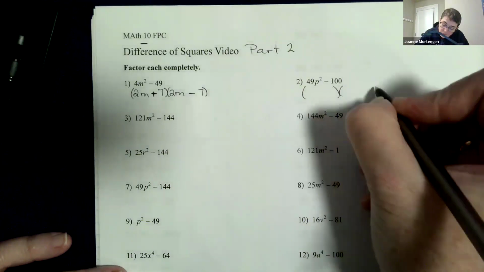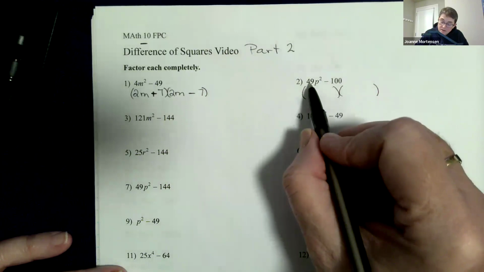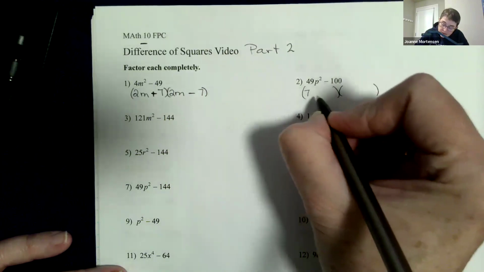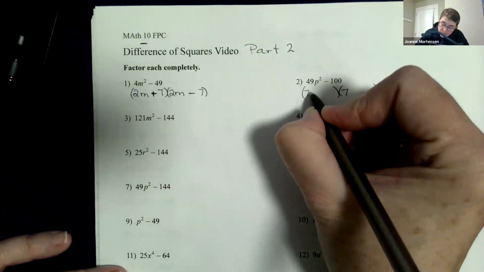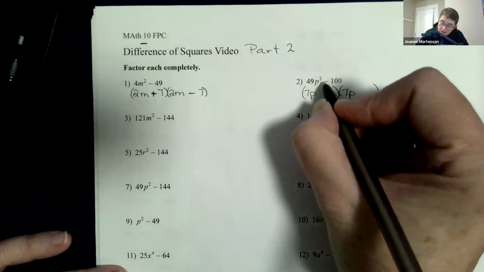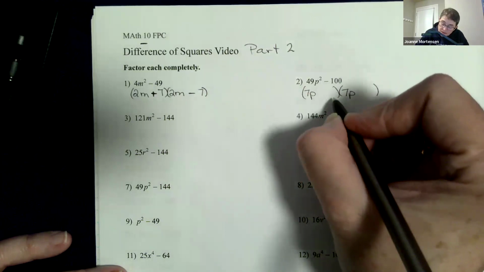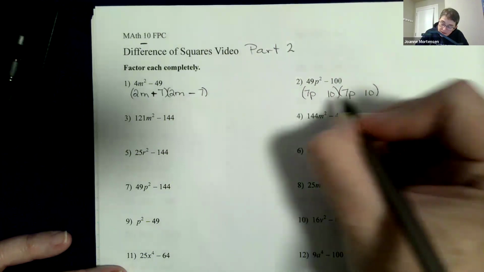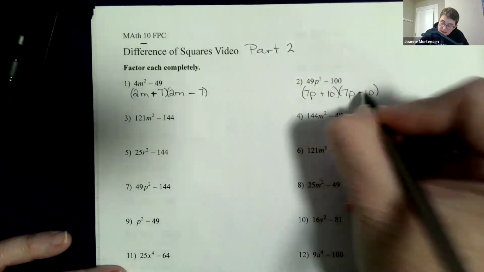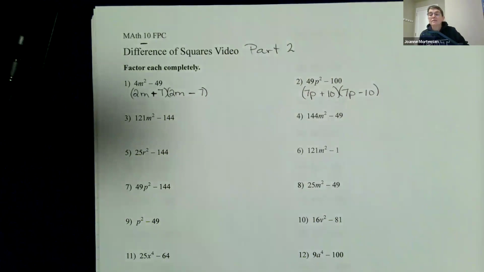2 brackets, boop, boop. Square root of 49 is 7. I guess I can do 7p at the same time. Done. Square root of 100 is 10. 10, plus, minus. See, I told you it was fun. Okay, so how about you pause the video and do the rest of them? Please.